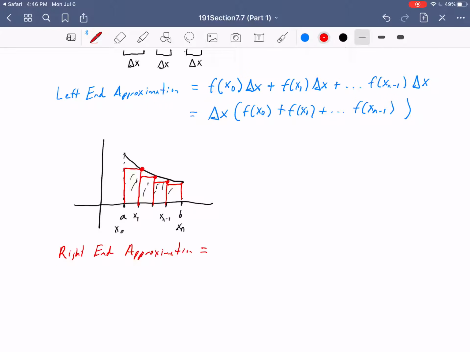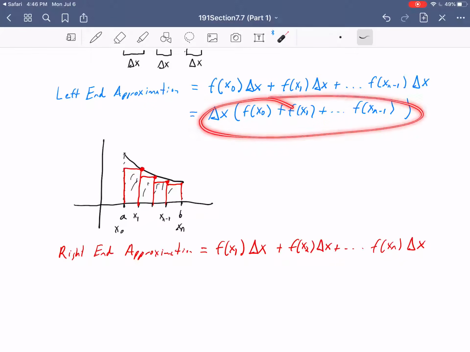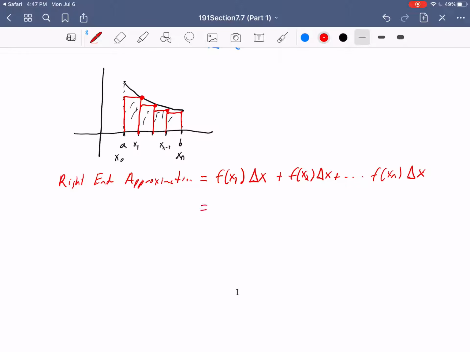So what would this be equal to? Well, the first value that we used for the height was x1. So we'd have f at x1 times the width, which would be delta x, plus f of x2 delta x, plus we would go all the way down. And in this case, we actually did use the last one, which was b, or in our notation, x sub n. So we'd say f of x sub n delta x. And same trick, you can factor that delta x out, and you can say that's delta x times f of x1 plus f of x2 plus dot dot dot f of x n.